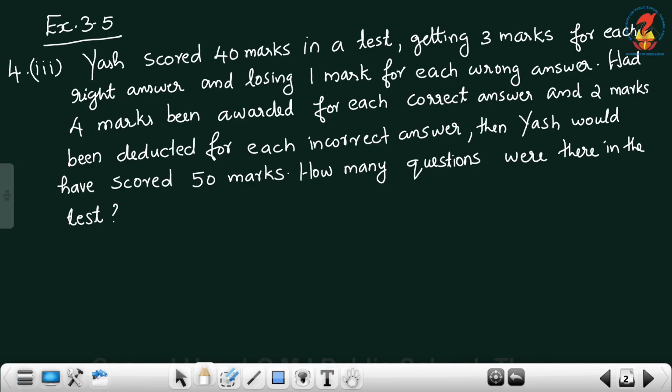Question number 4, sub-question 3. Yash scored 40 marks in a test, getting 3 marks for each right answer and losing 1 mark for each wrong answer. Had 4 marks been awarded for each correct answer and 2 marks been deducted for each incorrect answer, then Yash would have scored 50 marks. How many questions were there in the test?